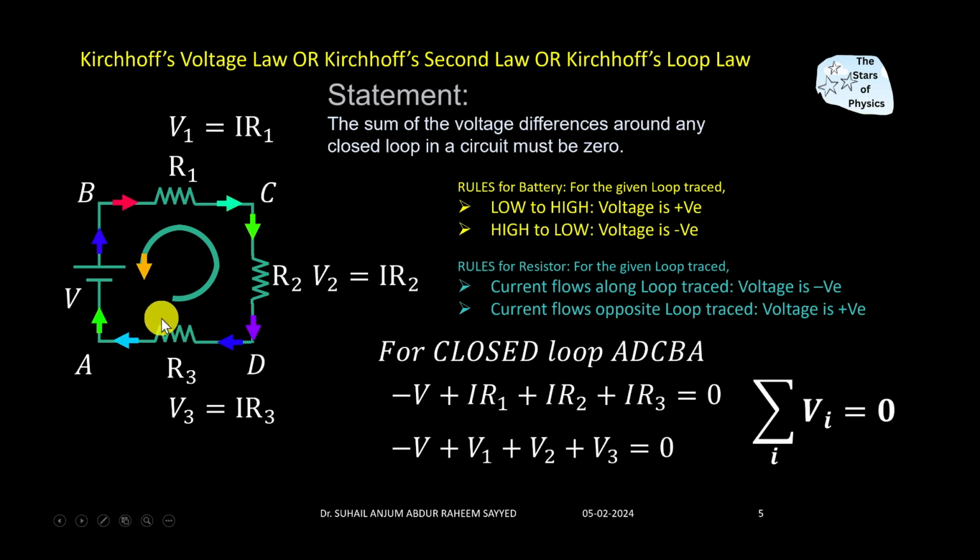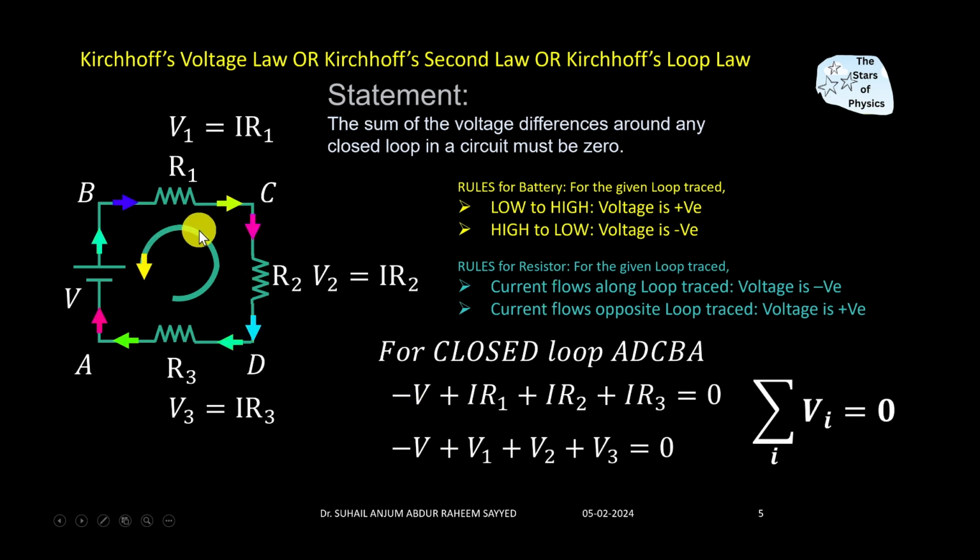Now see here, when we consider this loop in an anti-clockwise direction, we can see that the current is flowing like this. For the battery, the voltage drop is capital V. The direction of the loop says that the battery voltage goes from positive to negative, that is, from higher voltage to lower voltage. Whenever the battery voltage goes from positive to negative, that is, higher voltage to lower voltage, it is considered negative. This is the rule: high to low is negative. So it will be written as minus capital V.